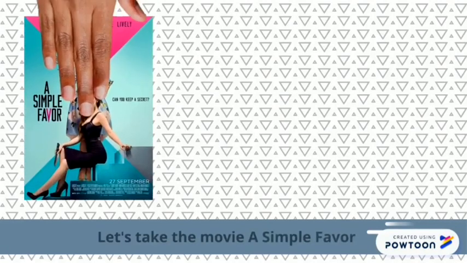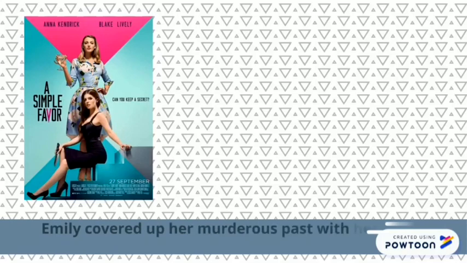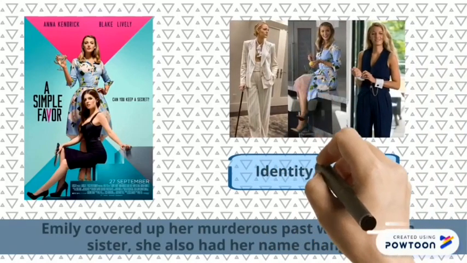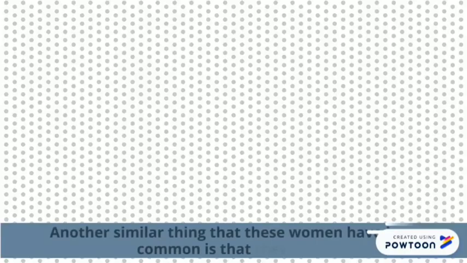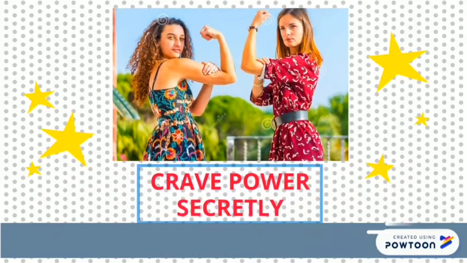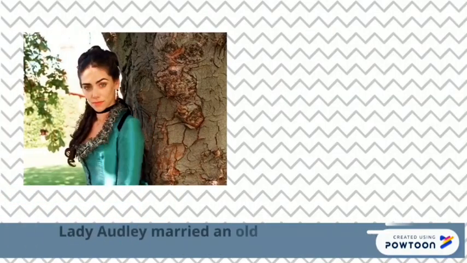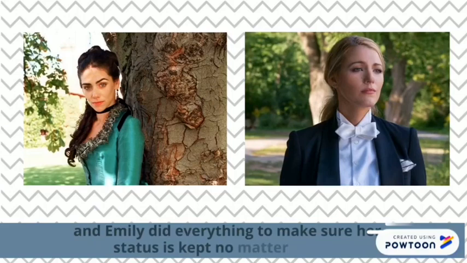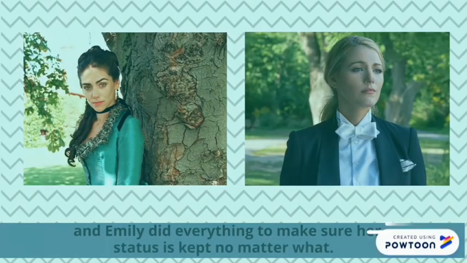Let's take the movie A Simple Favor. Emily covered up her murderous past with her twin sister. She also had her name changed. Another similar thing that these women have in common is that they all crave power secretly. Lady Audley married an old man for the name and money. And Emily did everything to make sure her status is kept no matter what.